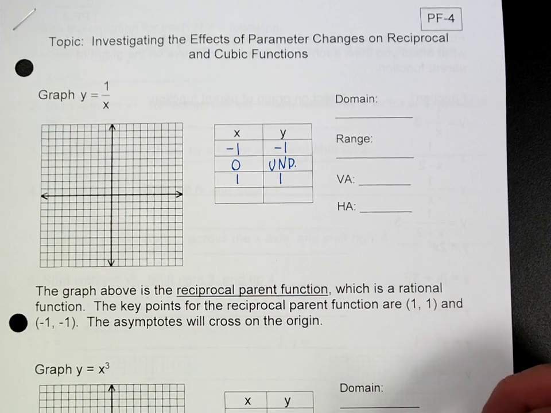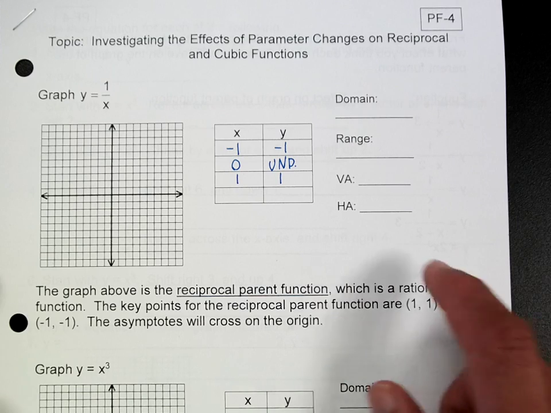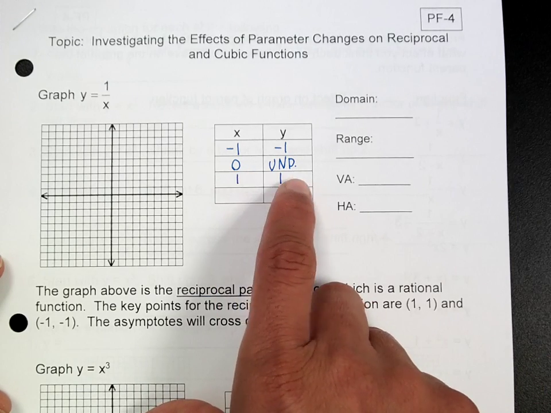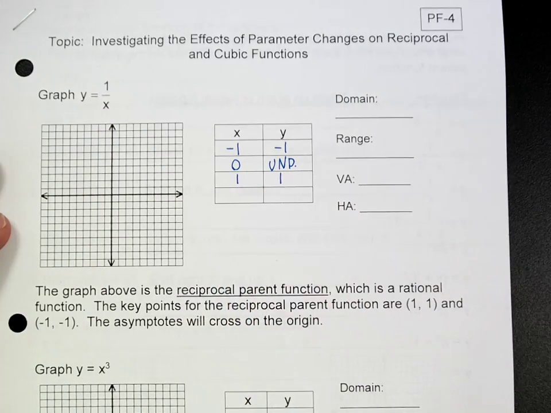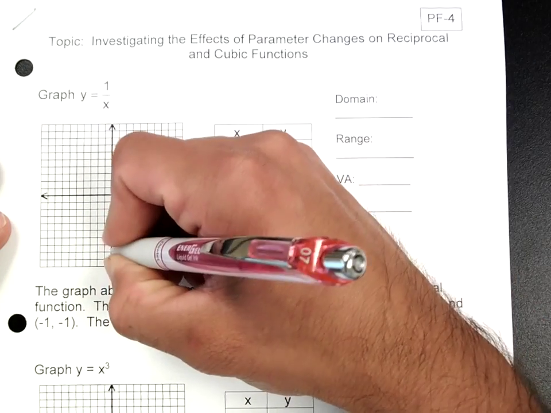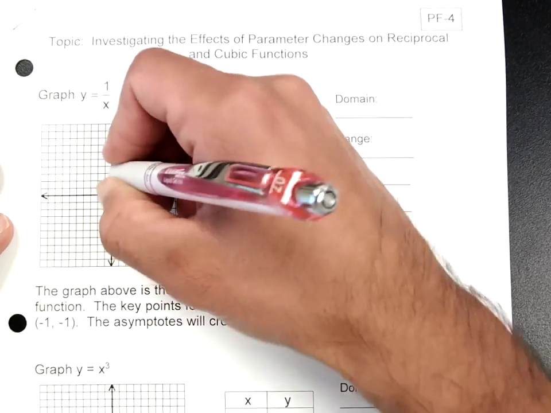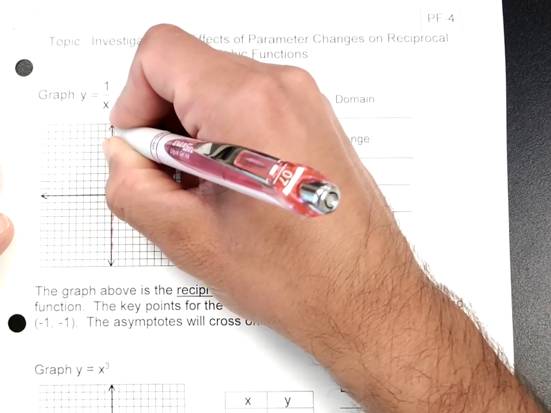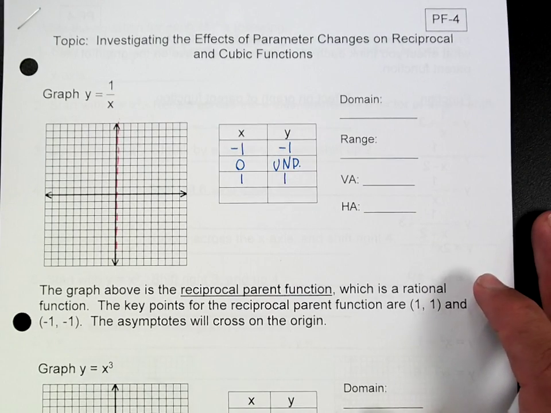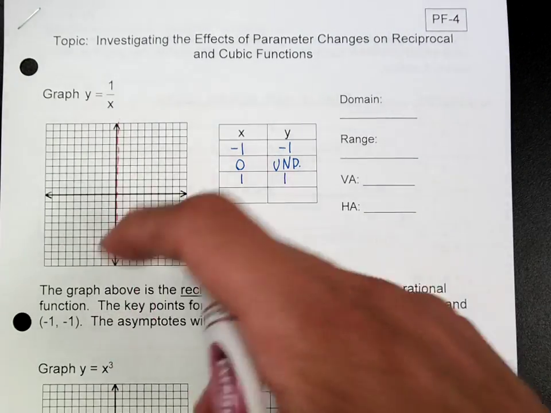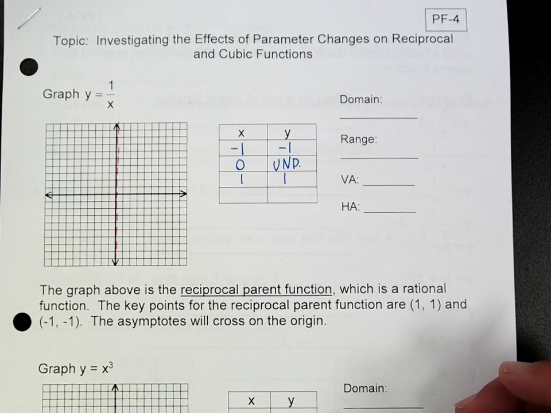What's the only number you cannot divide by, by the way? 0, right? That's what I put here. You see how I put undefined? Because if I try to divide by 0, that's undefined. It can't happen. Because of that, you have what's called a vertical asymptote right here. It's a dotted line. If you actually do this on your graphing calculator, this line is not really there. It's just to help me graph it.